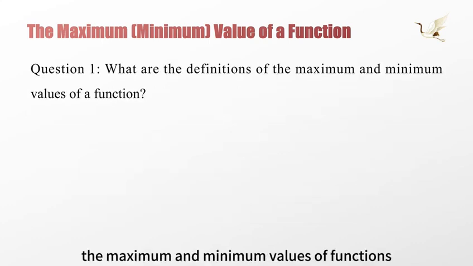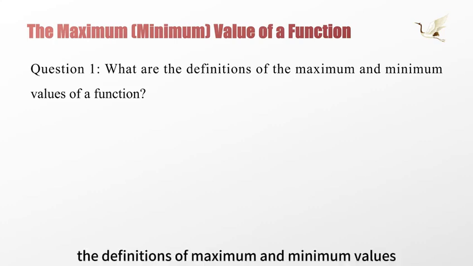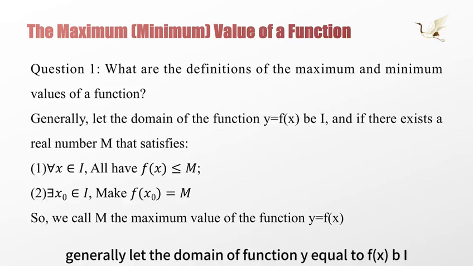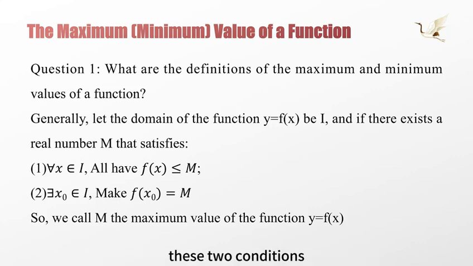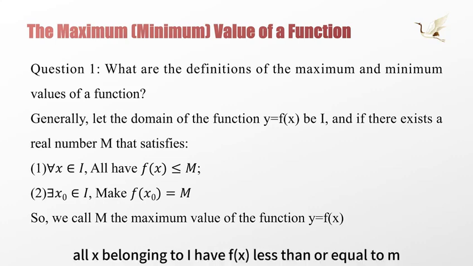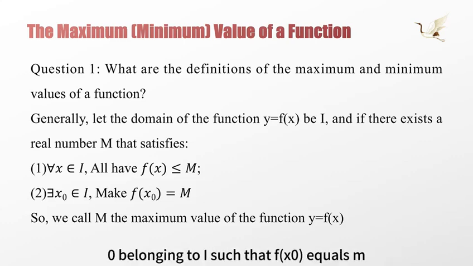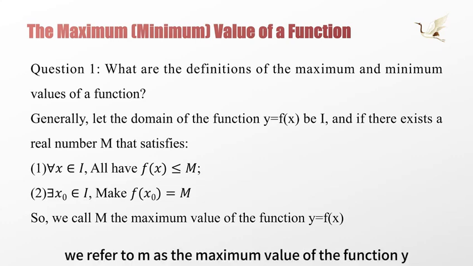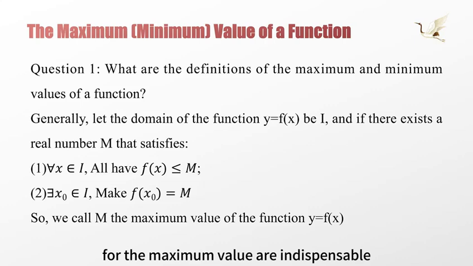When discussing the maximum and minimum values of functions, let's review the definitions of maximum and minimum values. Generally, let the domain of function y = f(x) be I. If there exists a real number M that satisfies these two conditions. Firstly, for all x belonging to I, f(x) is less than or equal to M. Secondly, there exists x0 belonging to I such that f(x0) = M. Therefore, we refer to M as the maximum value of the function y = f(x). It should be noted that both conditions for the maximum value are indispensable.